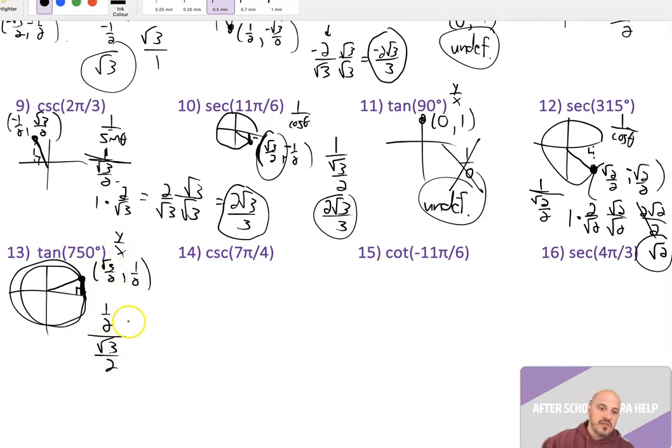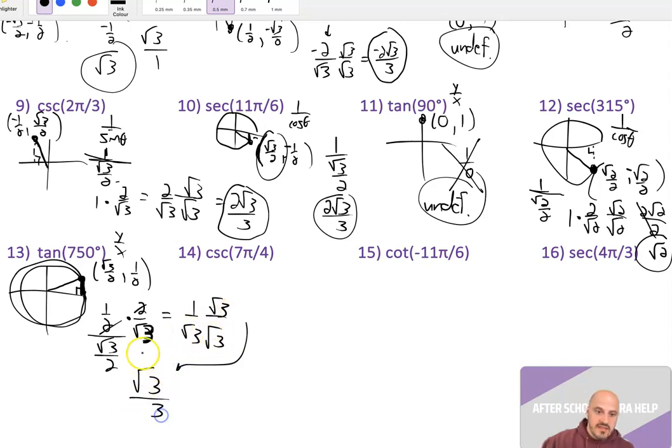Again, let's simplify, so we multiply by the reciprocal. So I bring this up and multiply instead by 2 over root 3. These cancel, right? So let's multiply across. So I have 1 over root 3. Oh gosh, we need to rationalize. So I get root 3 over 3.